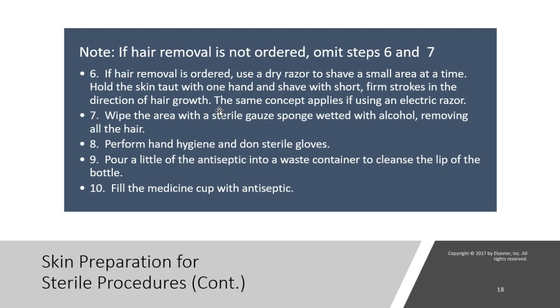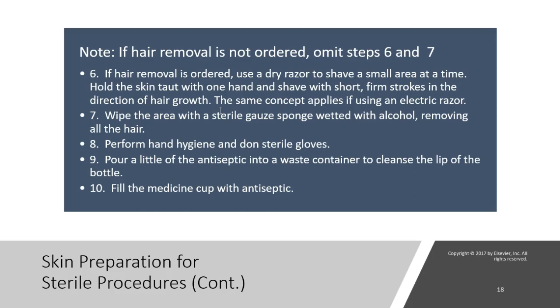So if hair removal is not ordered, take out steps 6 and 7. If hair removal is ordered, use a dry razor to shave a small area at a time. Hold the skin taut with one hand and shave with short, firm strokes in the direction of hair growth. The same concept applies when using an electrical razor. So, wipe the area with a sterile gauze sponge wetted with alcohol. Remove the hair. Perform hand hygiene and put on gloves.